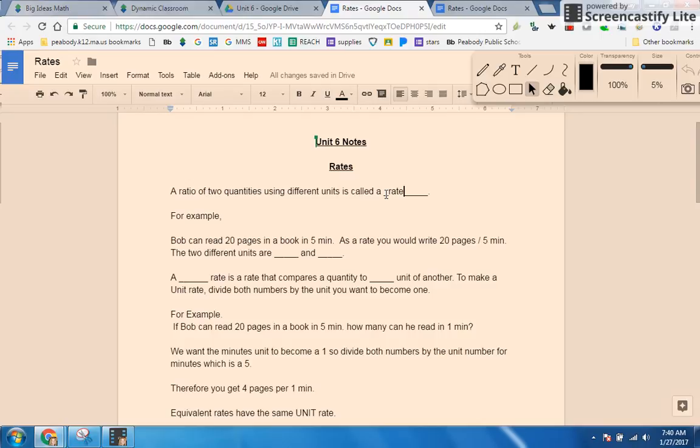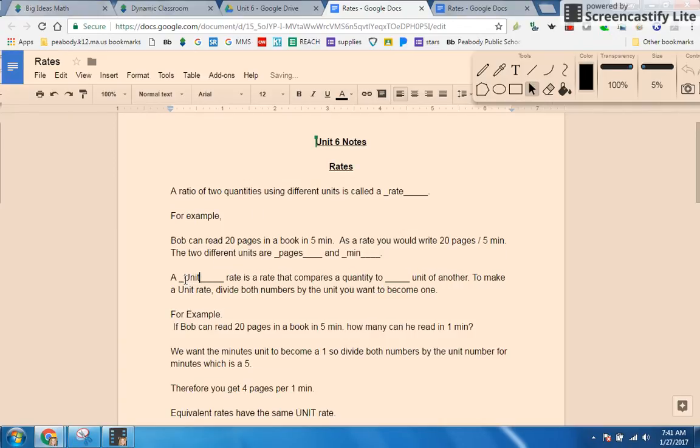So for example, if Bob can read 20 pages in a book in 5 minutes, the rate would be 20 pages in 5 minutes. The two units they're talking about are pages and minutes. Basically that would tell you how fast you're reading the book. So rates are usually talking about speed. In this case, they're talking about how many pages you can read in a certain amount of time.